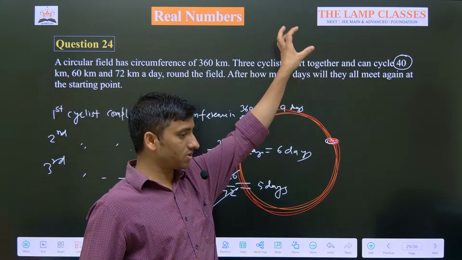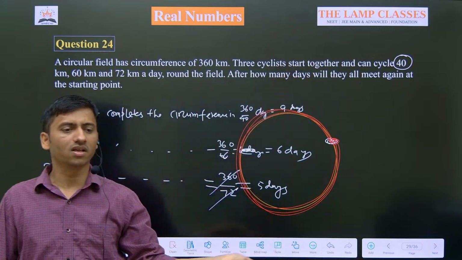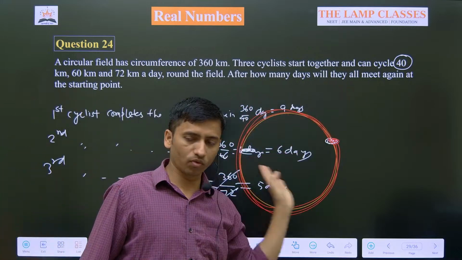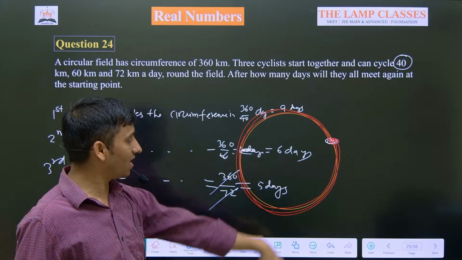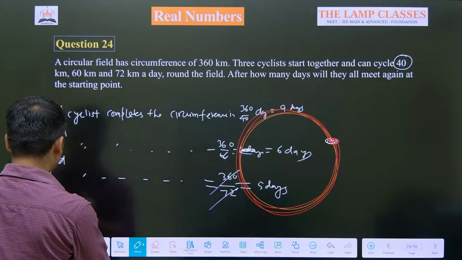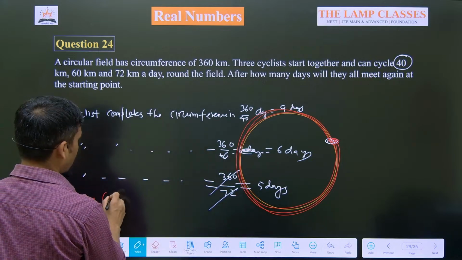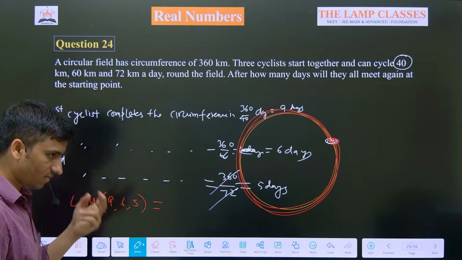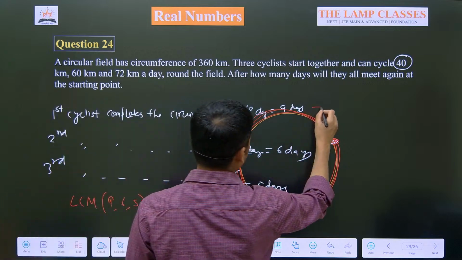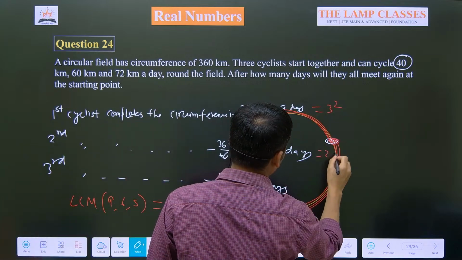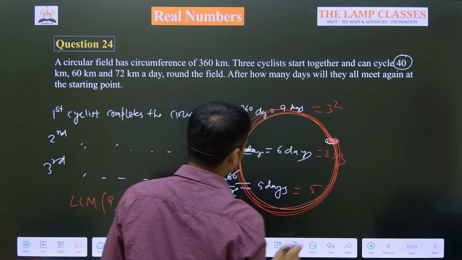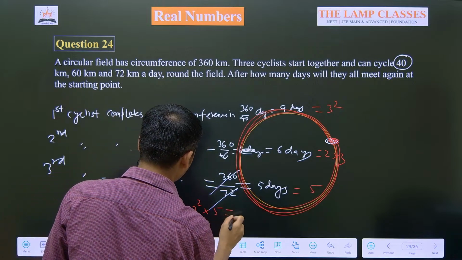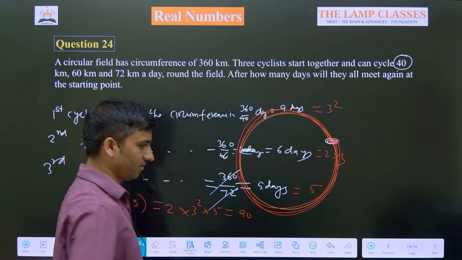Because a similar situation arose in the earlier question also, where 3 bells were tolling together, when 3 people were moving in a line. So it has to be the LCM. Are you getting? So the LCM of these numbers 9, 6 and 5 will be how much? That's too easy to find, right? You can even do prime factorization here. 3 square, 2 into 3, and this is 5. So it has to be 2 into 3 square into 5. That is 90.